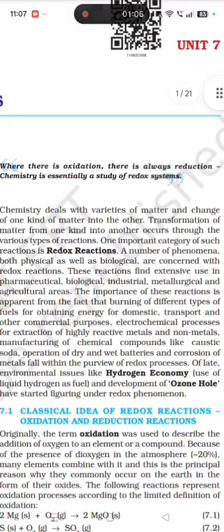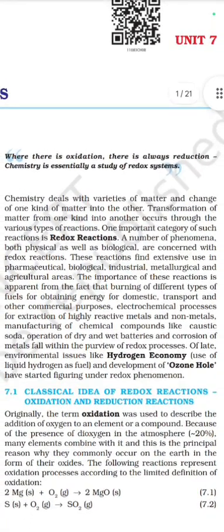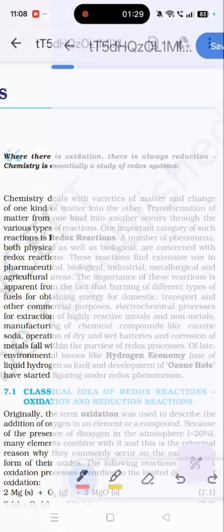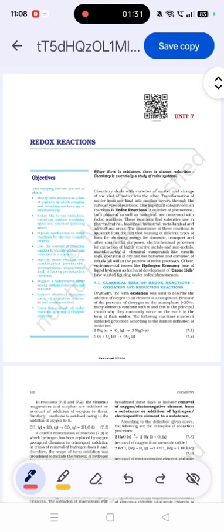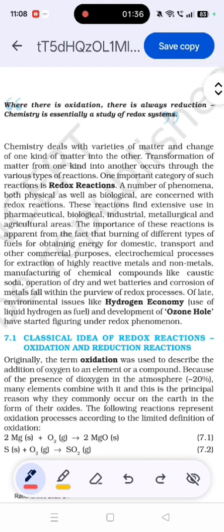Chemistry deals with varieties of matter and change of one kind of matter into another. We know that during a chemical reaction one kind of matter will change to another kind of matter. During this change, a lot of chemical reactions take place. One of the important categories of such reactions is redox reaction. A number of phenomena, both physical as well as biological, are concerned with redox reaction.